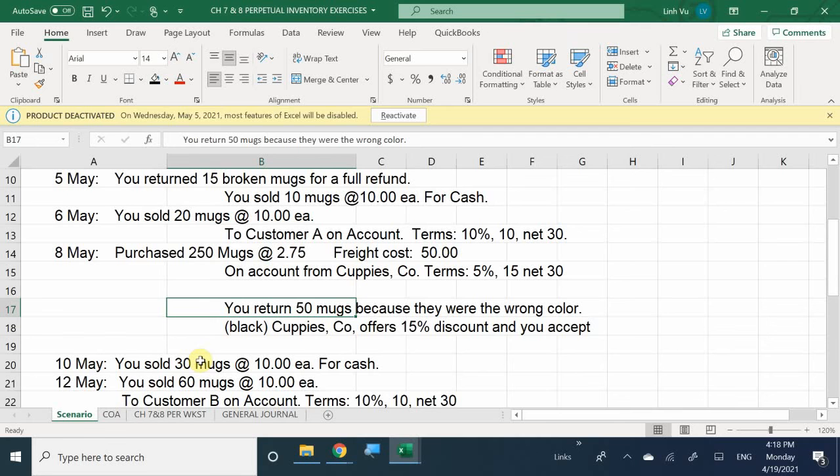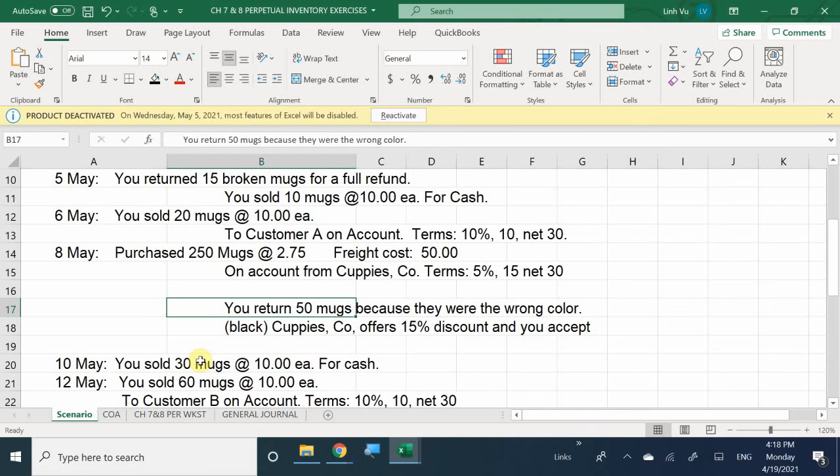You could still use them and sell them out. So in this case, they said, well, you know what? To compensate for our mistake, how about we give you a 15% discount off of those coffee mugs because we sent you the wrong color. And we said, okay, you know what? That's fine. You're right. We can sell these mugs. Not a problem. Okay? So we accept that 15% discount.